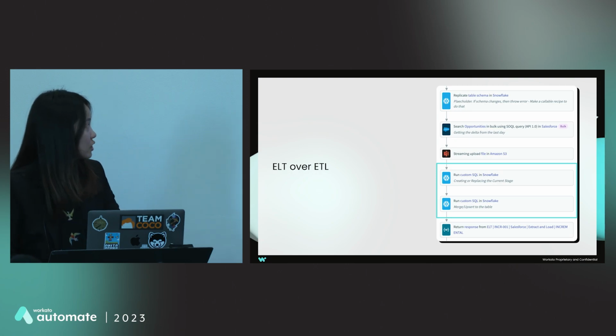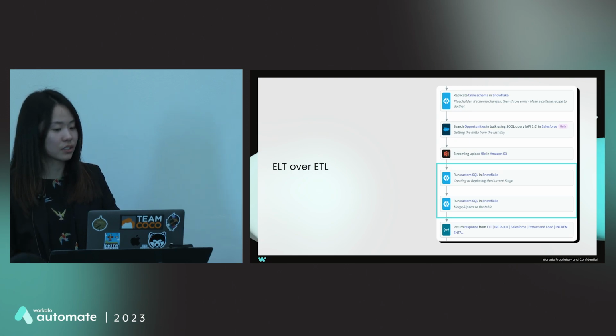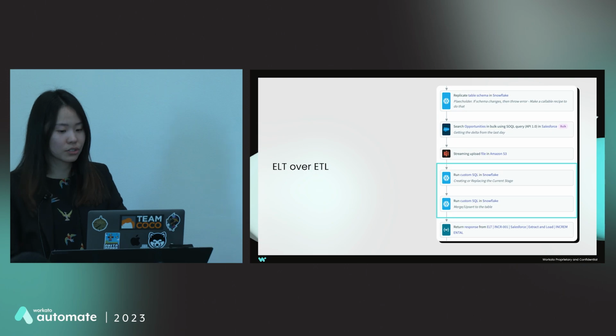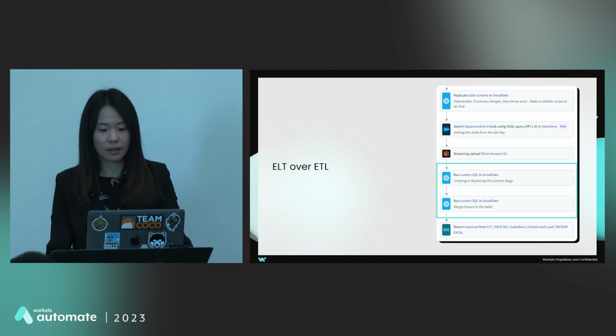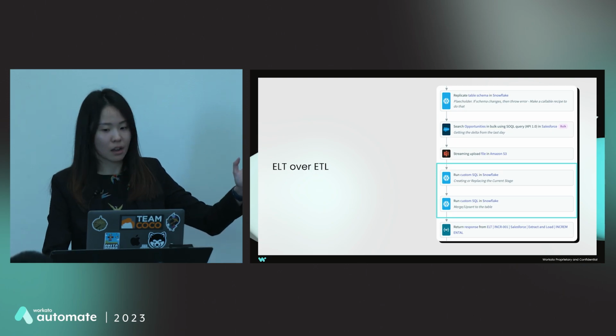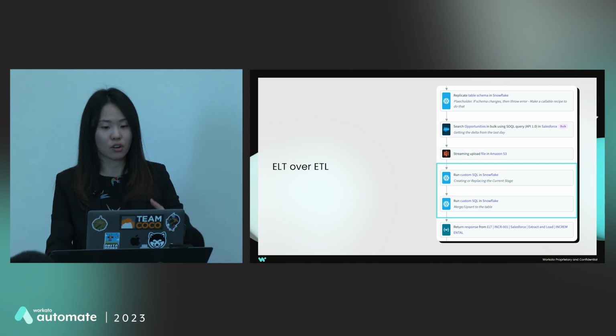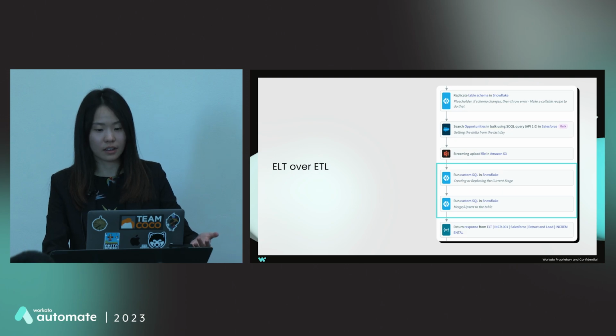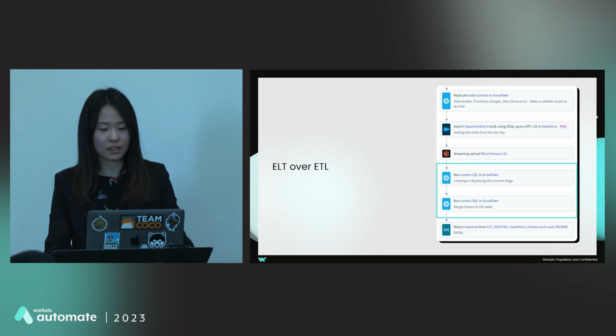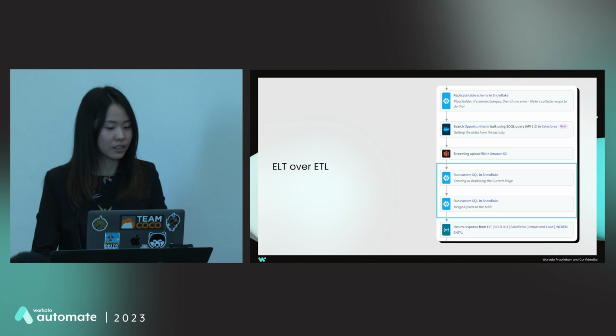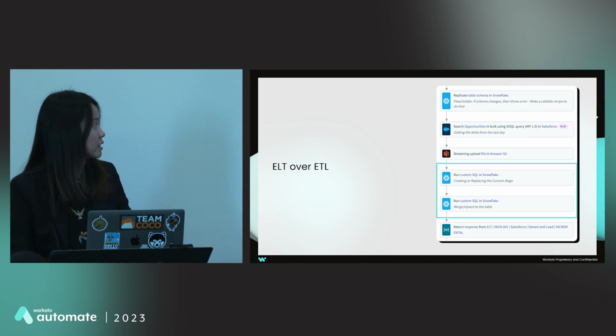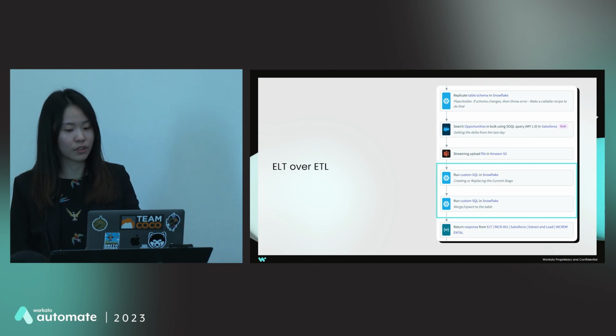The next strategy is to employ ELT instead of ETL patterns for large data loads. With ELT patterns, the large data doesn't pass through Workato and it's not directly processed. Instead, Workato is used to orchestrate the movement of data between the source and target systems, depending on their capabilities. So employing ELT over ETL will help you save a significant number of tasks as well.